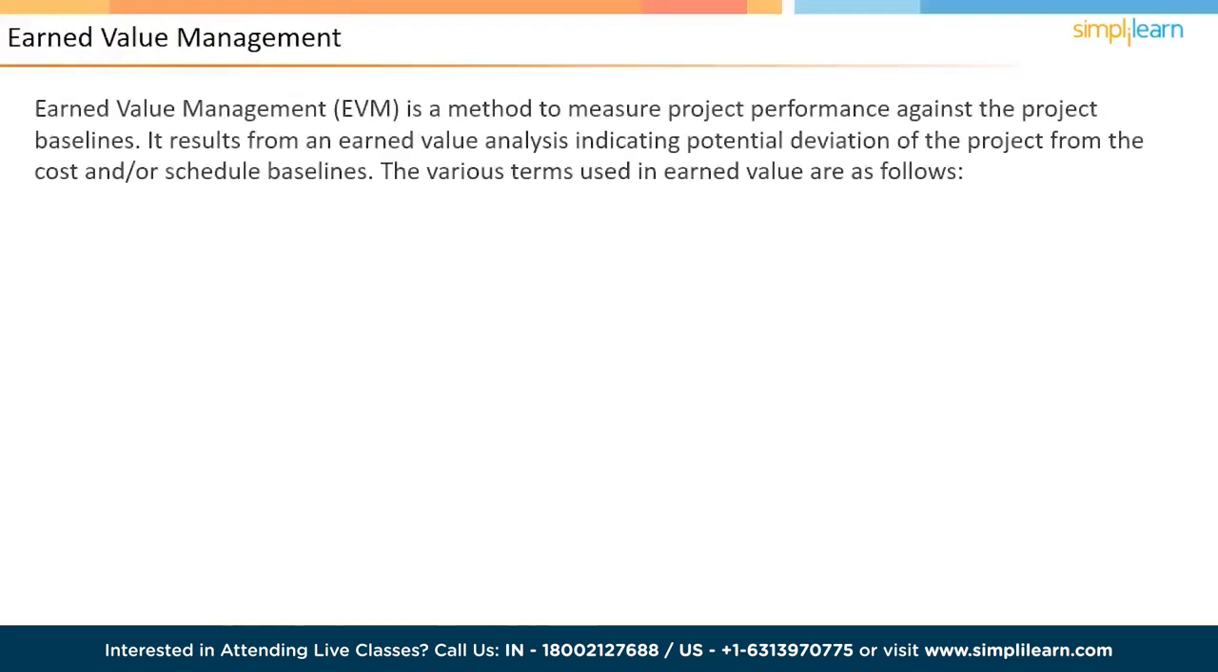certain direction. Earned value technique is an excellent way to track the project progress against the project plan. It is a method of measuring the project performance objectively and comparing it against the project baseline. Results from an earned value analysis indicate deviation of the project from cost and schedule baselines. Baseline is the initial approved value along with approved changes. Therefore, schedule baseline is the first approved project schedule along with approved changes.